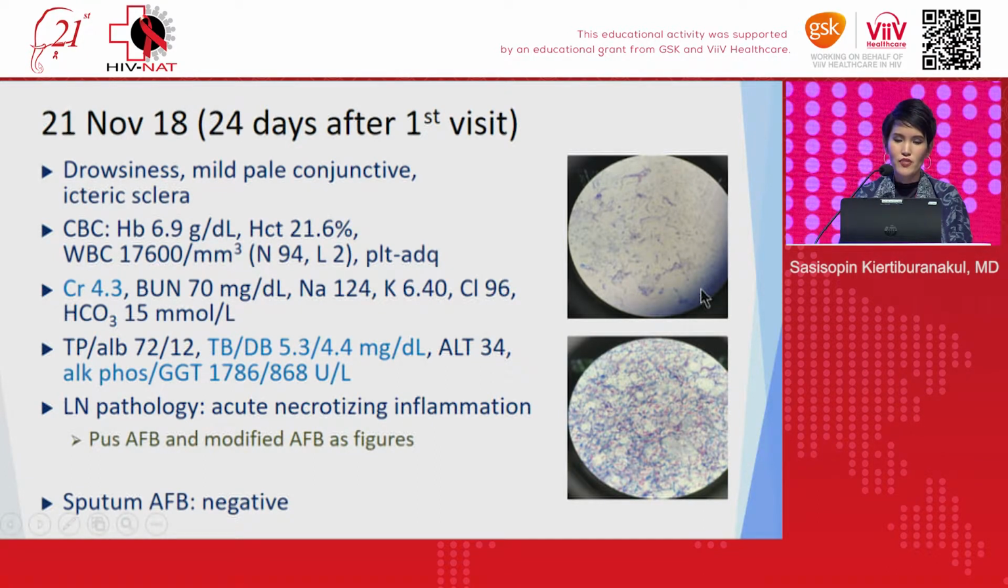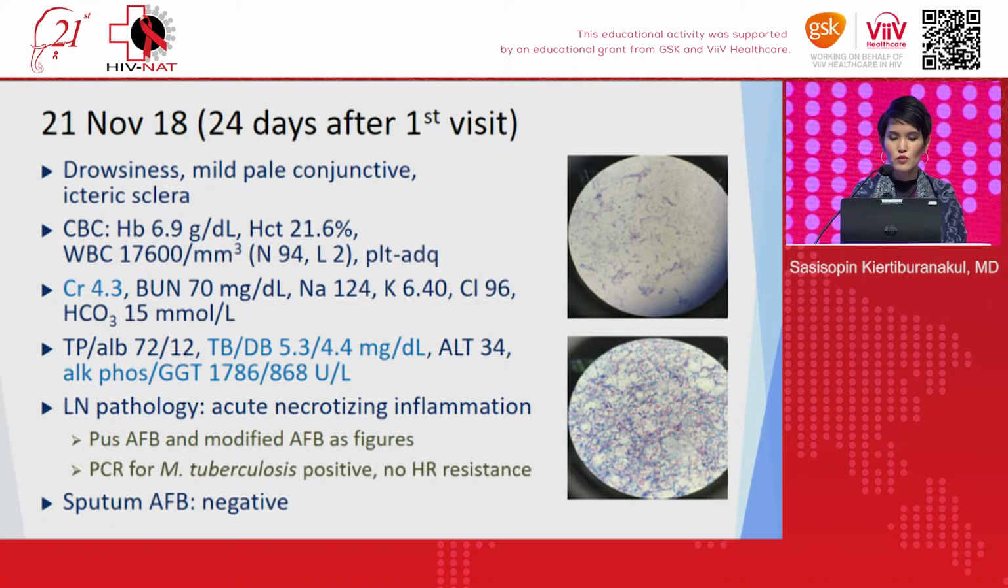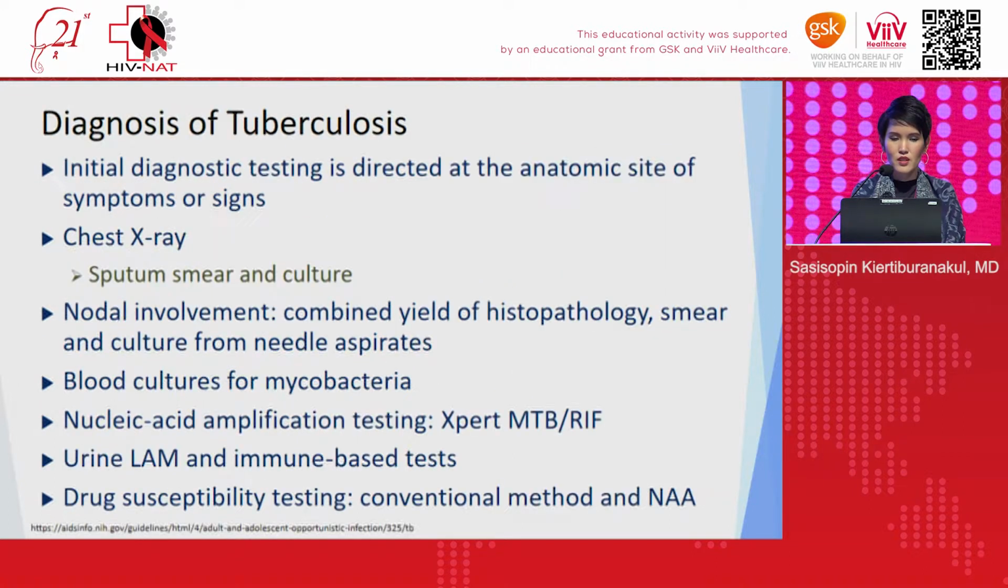We did the acid-fast bacilli, and this is a modified acid-fast bacilli stain. You can see multiple beaded-like organisms in red color on the blue background. This is positive for acid-fast bacilli, and this is from the pus culture. You can see there are a lot of organisms. And we did the PCR for tuberculosis, which confirmed positive, with no INH and no rifampicin resistance. We also did sputum AFB, and it turned out to be negative.